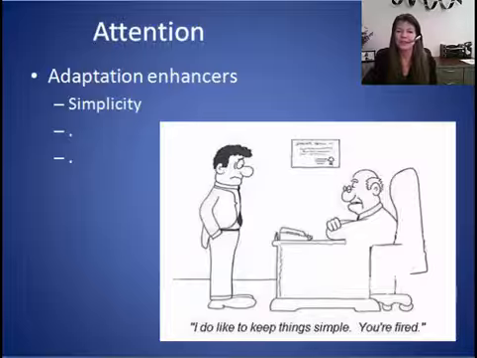Clearly, marketers do not want consumers to adapt to their ads. Here are a few factors that marketers try, or should try, to avoid because they can induce adaptation. Now, the first one is simplicity. Remember how tricky complexity can be? You want your message to be complex, but not too complex. But you also don't want it to be too simple.